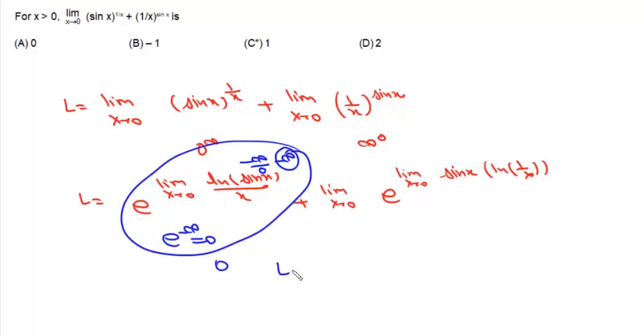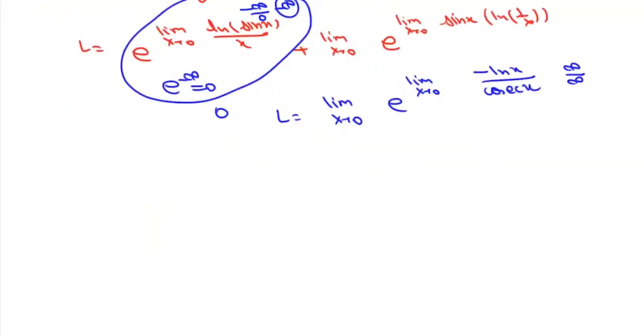That means this L is simply the second limit, which is limit x tends to 0, and this is e to the power limit x tends to 0. We'll write this as minus log x upon cosec x, which is infinity upon infinity form. Now we use L'Hopital's rule, so it will be e to the power limit x tends to 0, and this is minus 1 by x, and this is minus cosec x into cot x.